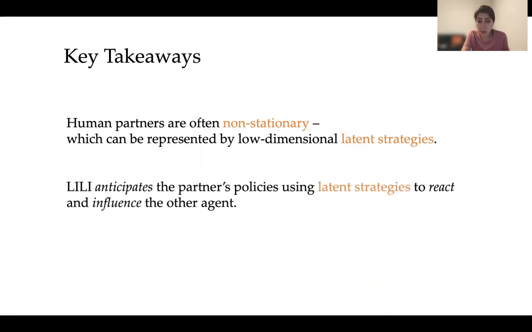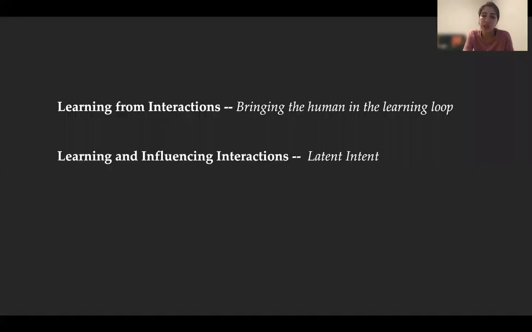And our approach anticipates the partner's policies using latent strategies. Through that, it can react to and influence the other agent's policies. All right, so let me just summarize and try to wrap up here.